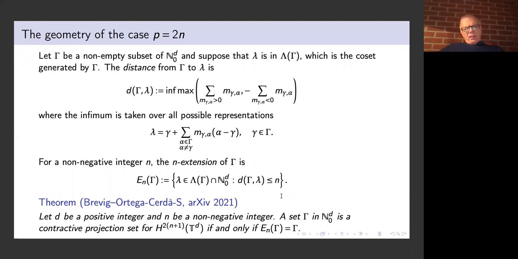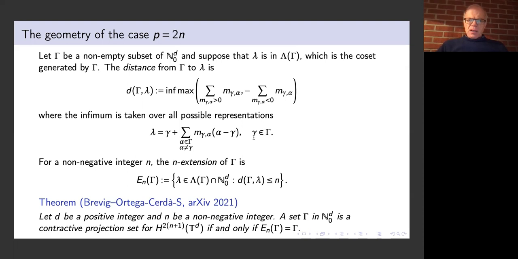So this slide is about the geometry. There is a geometric problem related to the theorem that is explained on this slide. So perhaps I should start here. I have my set Gamma now. Okay, so we are given a set Gamma.